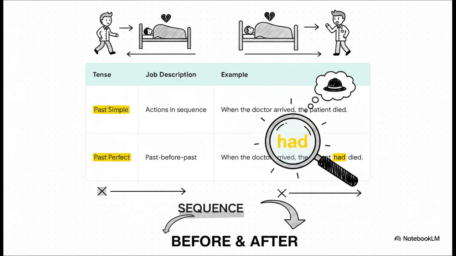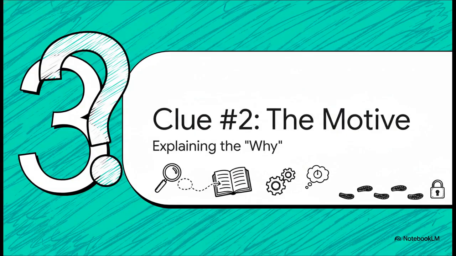The past simple creates that linear sequence. The doctor arrived, then the patient died. But the past perfect? It reveals a totally different timeline. The patient was already gone before the doctor even walked through the door. That one word, had, changes everything about the doctor's role in this tragedy. Our first mystery is solved. But solving the timeline is only half the battle. A really good detective needs to understand the motive. Why did something happen? So our next clue is all about explaining the why.